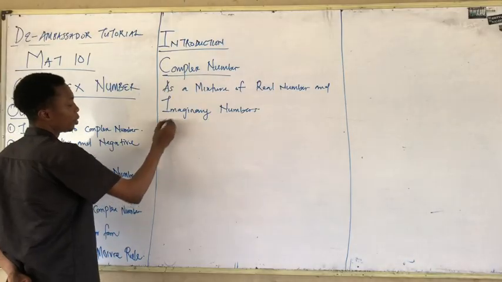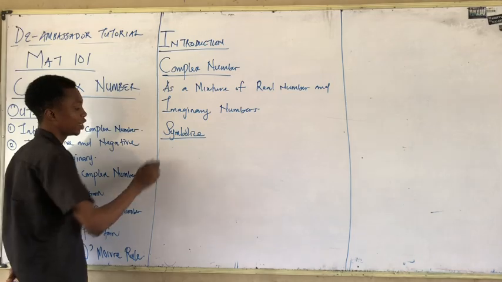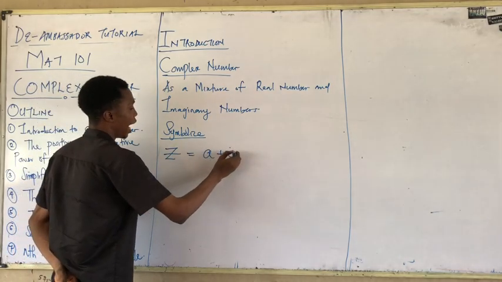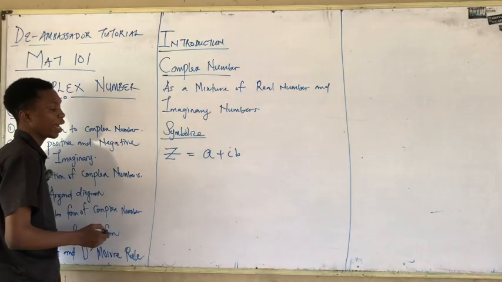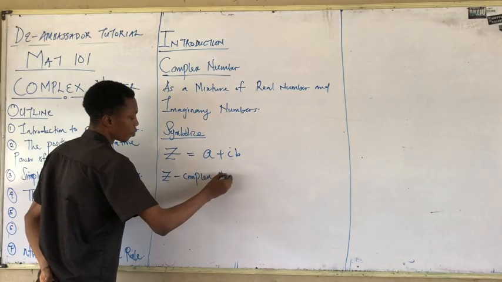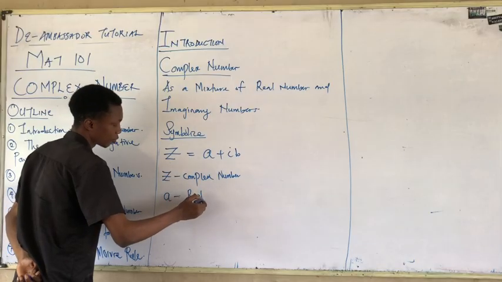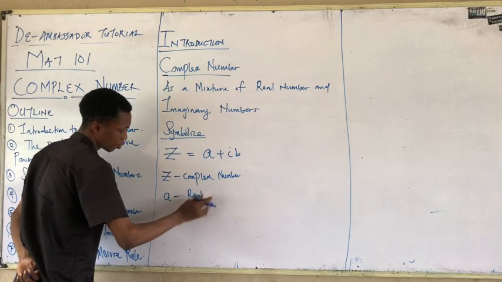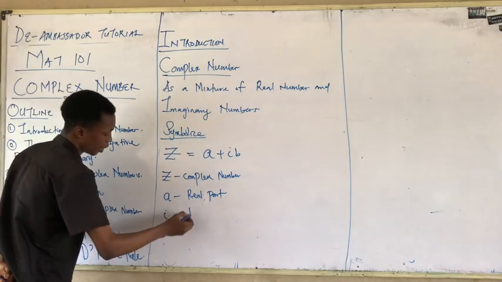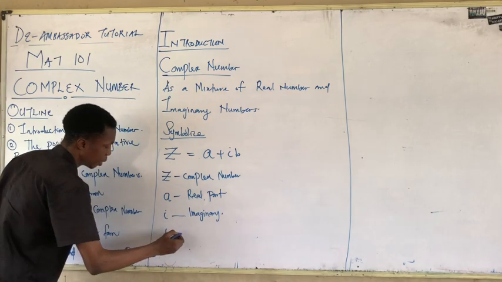Now, symbolize. The symbol for a complex number is z equals a plus ib, where z is called the complex number, where a is referred to as the real part, where i is the imaginary, and where b is the imaginary number.